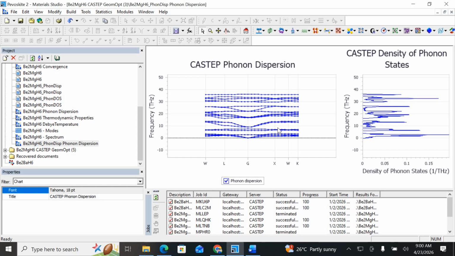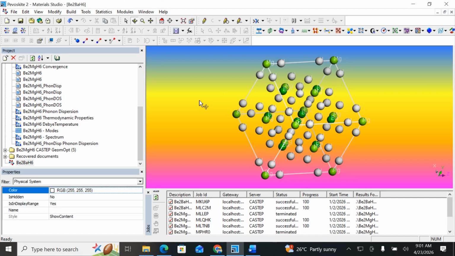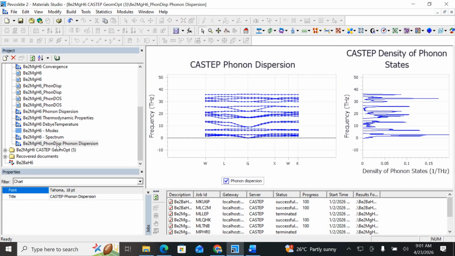So, as you see on the screen, I calculated the phonon dispersion with the aim to check the dynamic stability, whether the structure is dynamically stable or not. I found there is no imaginary frequency. Imaginary frequency means there would be lines appearing below zero. So no negative frequency, no imaginary frequency. It means that the structure under consideration, Be2BH6, is dynamically stable.